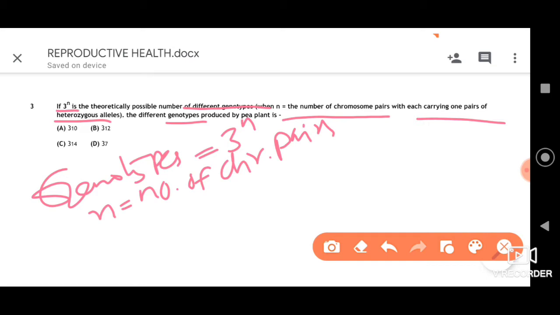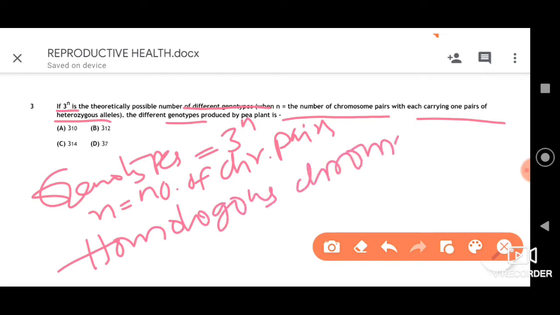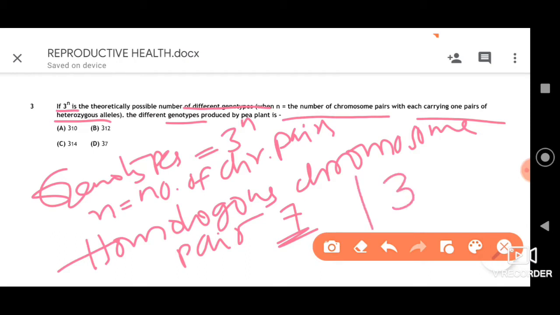Now dear friends, let me tell you that the number of homologous chromosome pairs in the P plant is 7. So hence the possible number of genotypes for the P plant would be how much? 3 to the power of 7. So that is how you have to go.